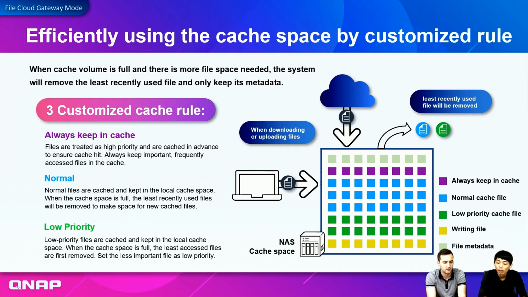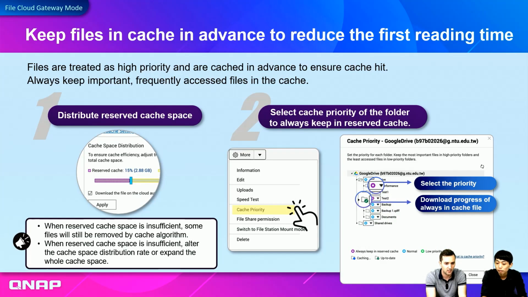And for the low priority data, the file will also be kept in cache for a while, but when the space is full, files with low priority will be removed first. So you can set less important data as low priority. The next would be keeping files in the cache in advance to reduce the first reading time.